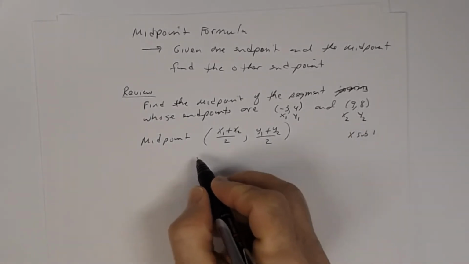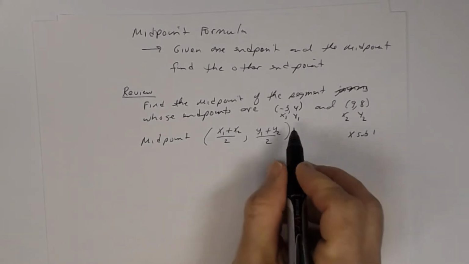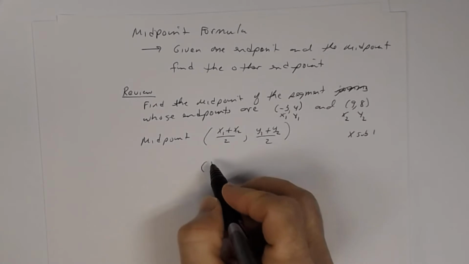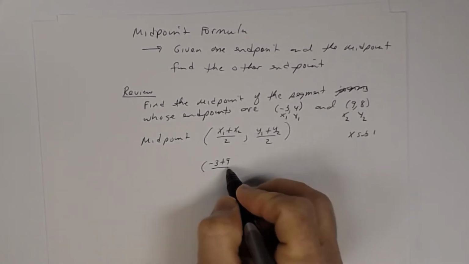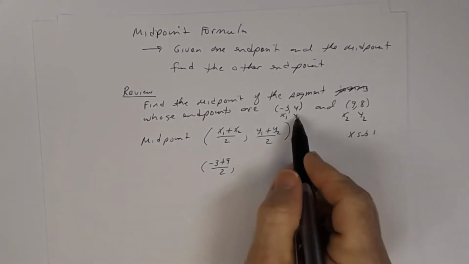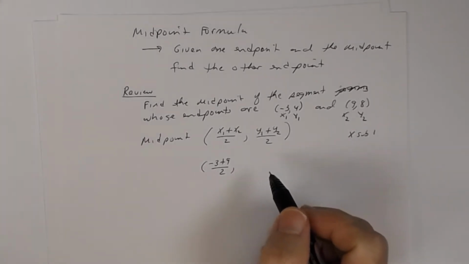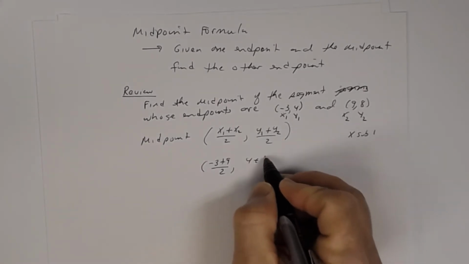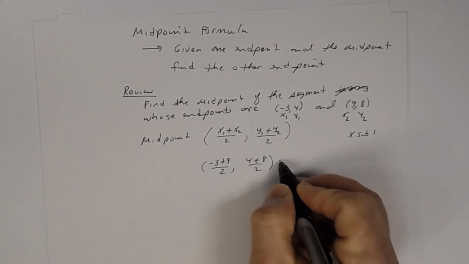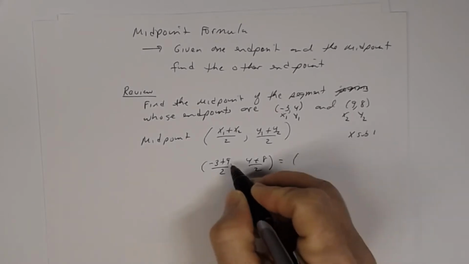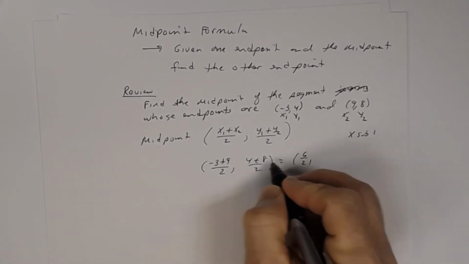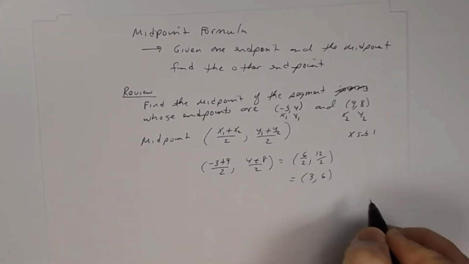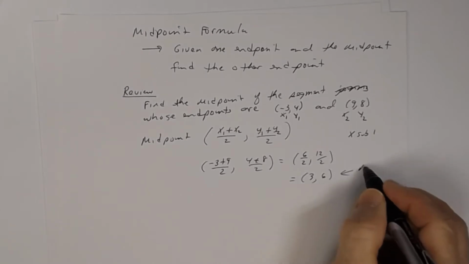Okay, and so you just plugged it in. So the midpoint of this segment would be negative 3 plus 9 divided by 2, comma, and then you add your y's together and take the average. Because remember, for the midpoint you've got to think of average. So you would say 4 plus 8 divided by 2. And so that's going to equal, negative 3 plus 9 is 6, and then 4 plus 8 is 12. And so you get 3 comma 6. So this is your midpoint.